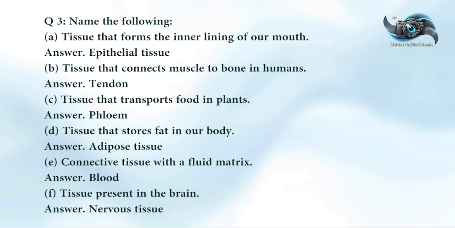Question number 3. Name the following tissue that forms the inner lining of our mouth. Answer. Epithelial tissue. Tissue that connects muscle to bone in humans. Answer. Tendon. Tissue that transports food in plants. Answer. Phloem. Tissue that stores fat in our body. Answer. Adipose tissue. Connective tissue with a fluid matrix. Answer. Blood. Tissue present in the brain. Answer. Nervous tissue.